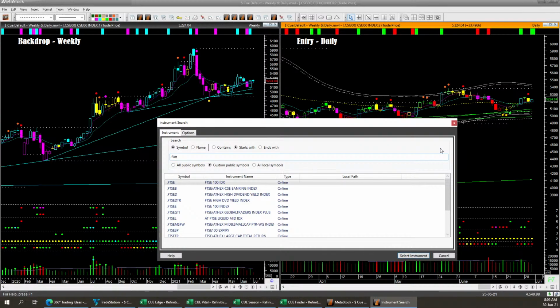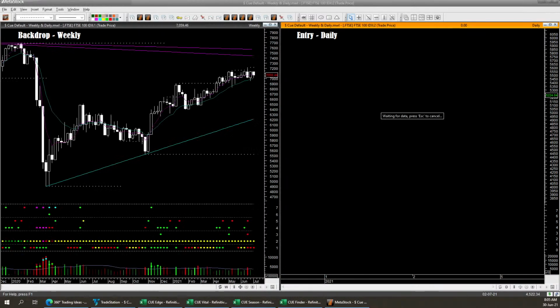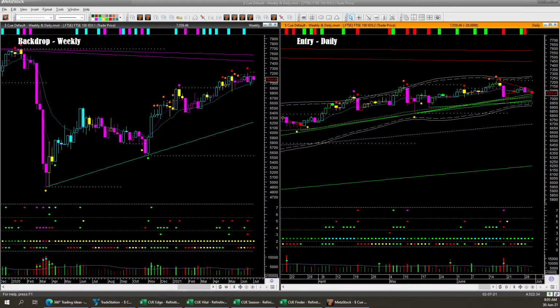UK's FTSE index. Here also the backdrop color is bearish. Daily is inside a very narrow triangle pattern. Weekly is also inside a range. We'll avoid taking any swing trade in FTSE right now.